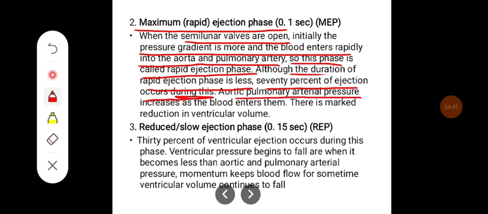Aortic and pulmonary arterial pressure increases as the blood enters them. There is a marked reduction in the ventricular volume.